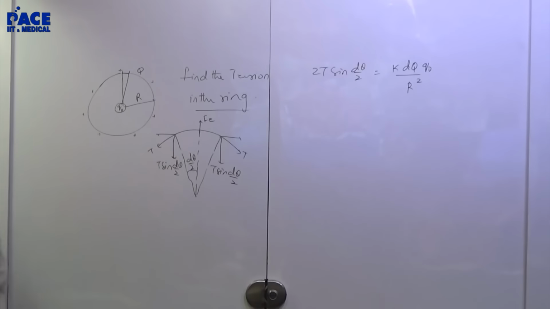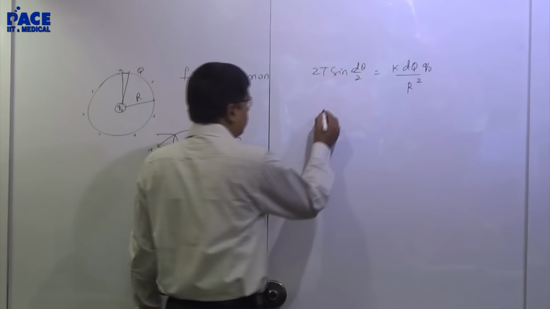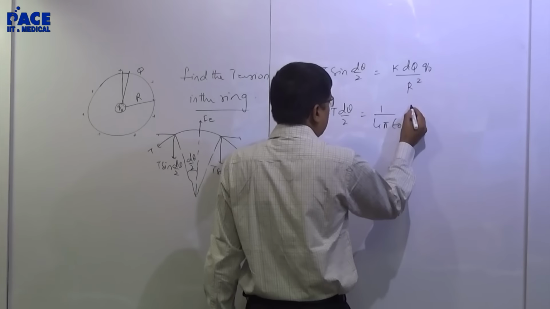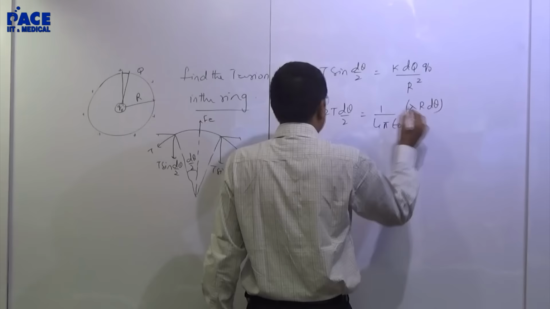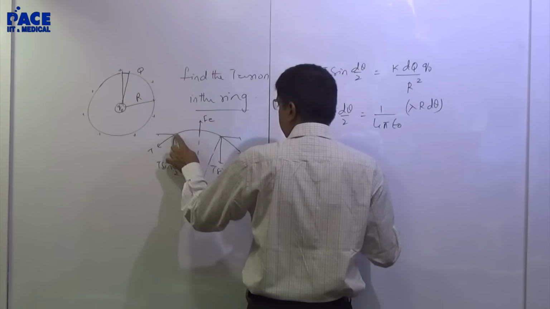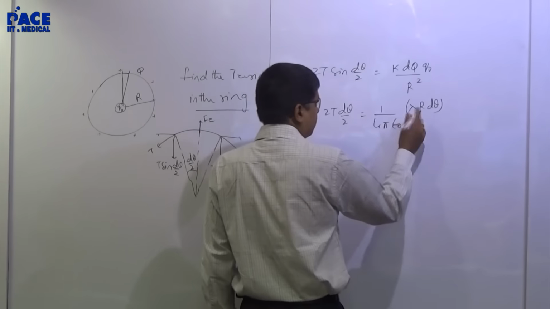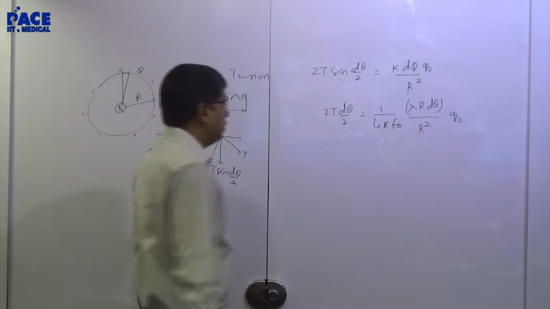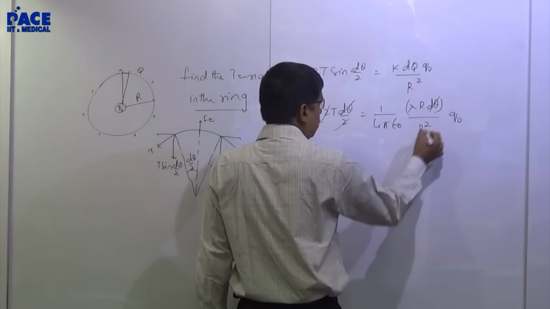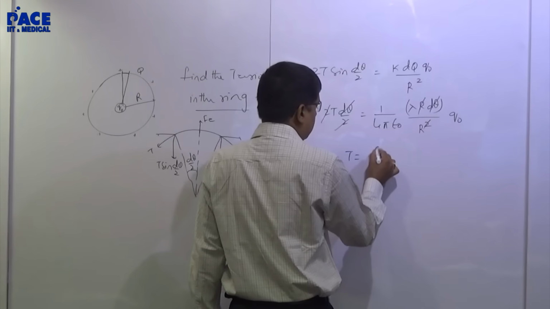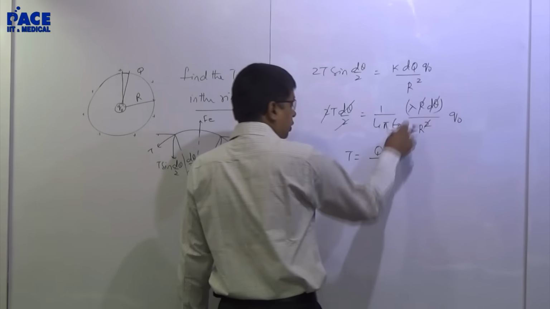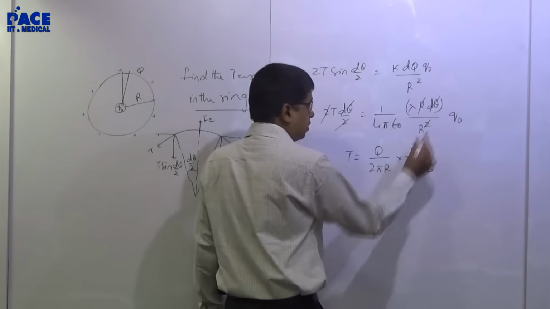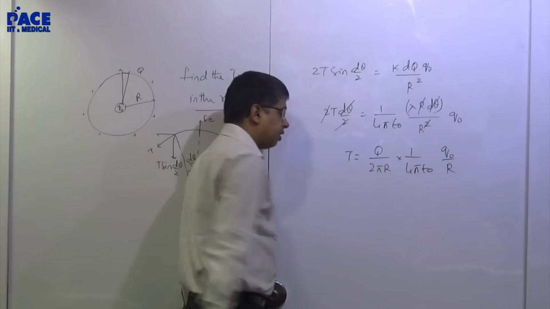The electrostatic repulsion should be balanced by T sine d theta by 2. 2T d theta by 2 is 1 by 4 pi epsilon naught, dq is lambda r d theta, the charge on this, lambda is charge per unit length, upon r square, q naught. Right? This will go, this will go, this will go. T is equal to charge per unit length 2 pi r into 1 by 4 pi epsilon naught q naught by r.